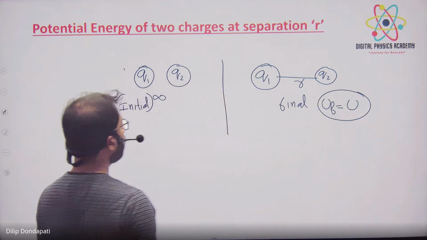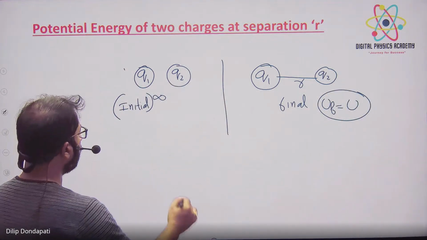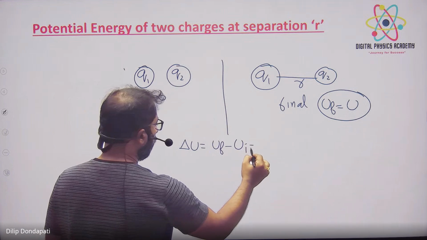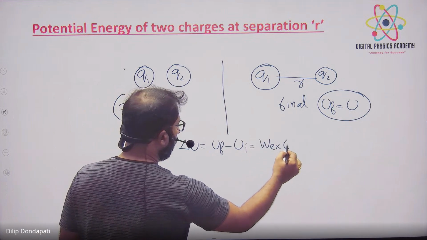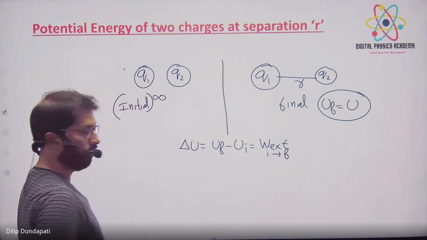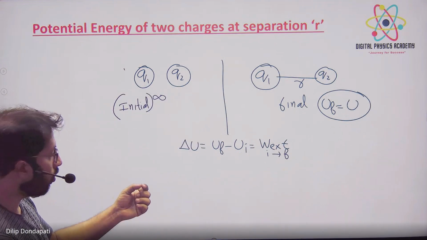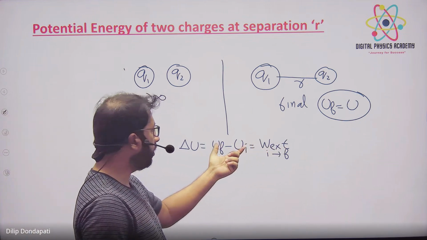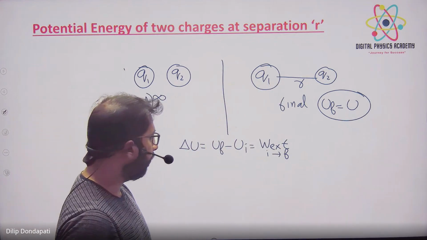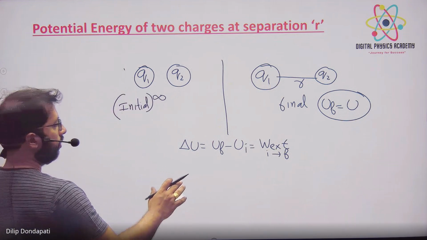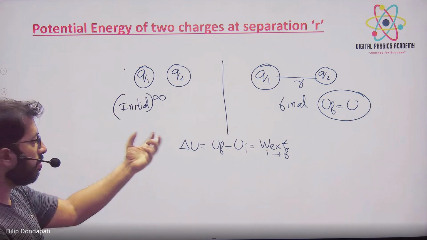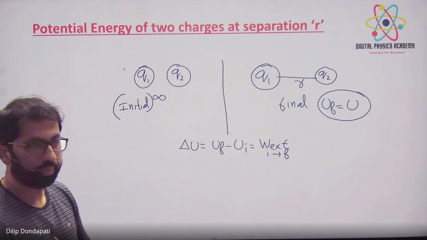Now apply the definition. What is the change in potential energy? Delta U is equal to U final minus U initial, which is equal to the work done by external agent in order to bring the system from initial to final configuration. Now we will find the work done, and it will equal the change in potential energy. We will get the potential energy of one configuration. For the work done, see what we will do. We are doing a derivation, so understand the derivation. The formula will come, and we always use that formula in numericals.